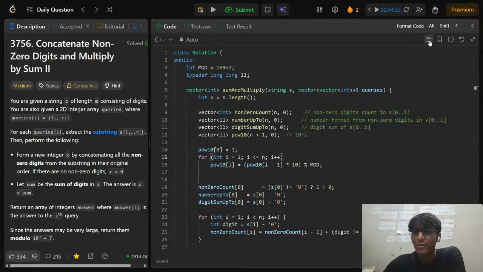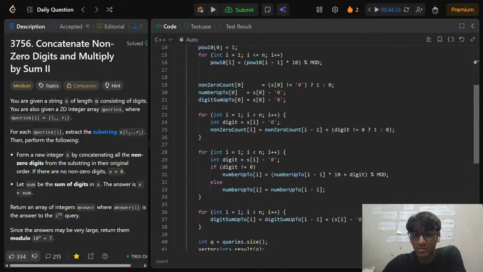Why is this not formatted? Format this code, LeetCode. Format this code, LeetCode. LeetCode, you are dumb.